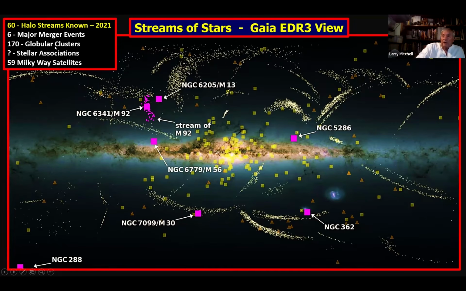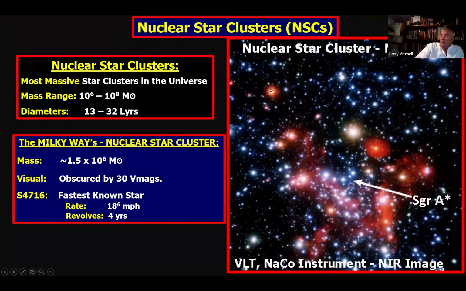We have 170 globular clusters that we know of, although Gaia is adding to that number. And currently, there are 59 Milky Way satellites, which are scattered throughout and all around. So these are tidal streams from stars and from other galaxies that have merged with our Milky Way galaxy, also with globular clusters as they move through the Milky Way galaxy proper, through the heart of the galaxy. They leave a stream of stars behind them as well.